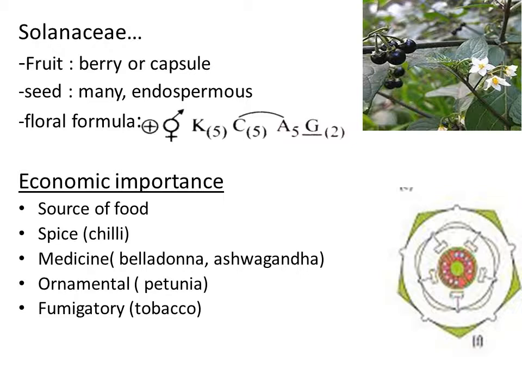By taking this plant as an example, we have described vegetative characters as well as floral characters. Right. So practice at home properly. This is a very important 5 marks concept. So Solanaceae is a family where we can see dicot plants.